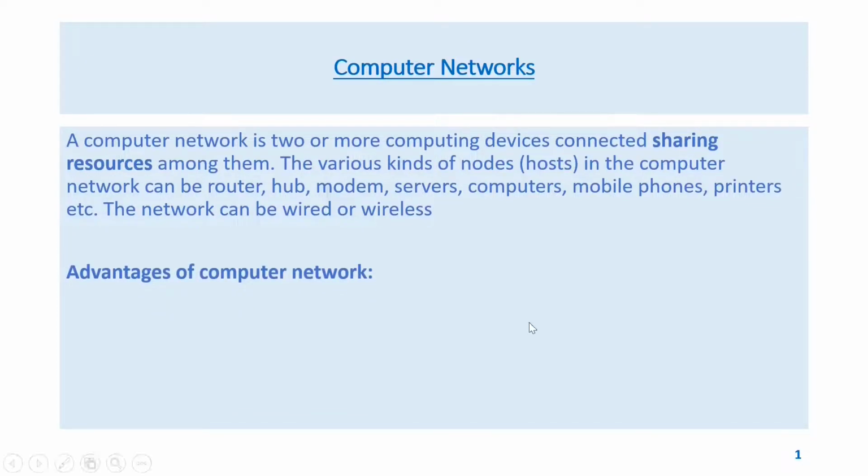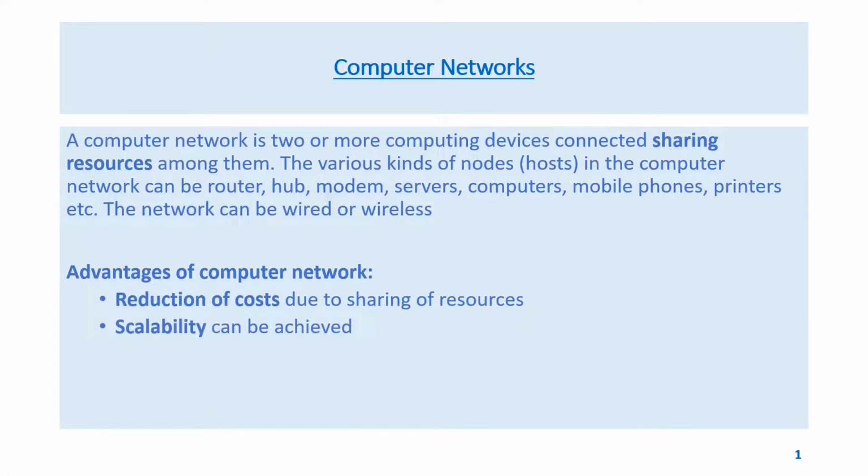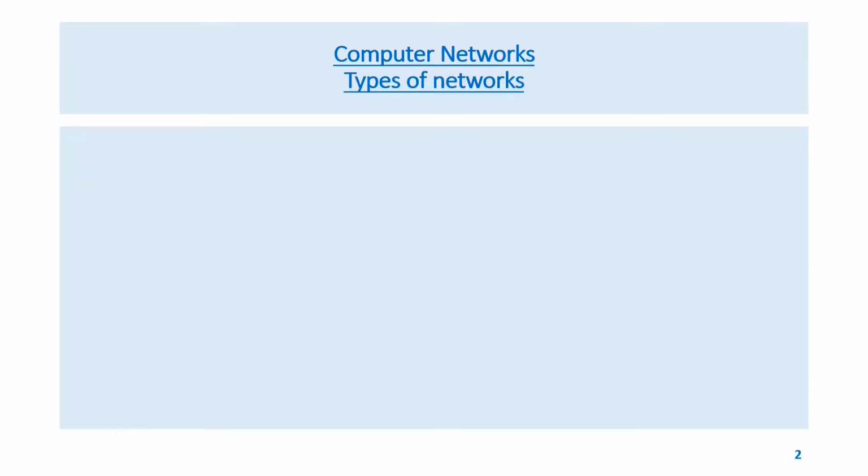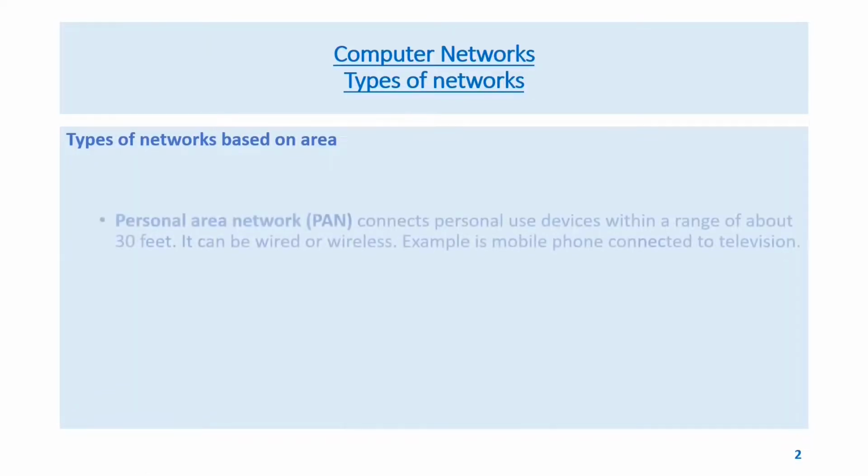Advantages of computer network. Reduction of cost due to sharing of resources. Scalability can be achieved. A network is more reliable than depending on a single source. Information is easily accessible. Types of networks. Types of networks based on area.